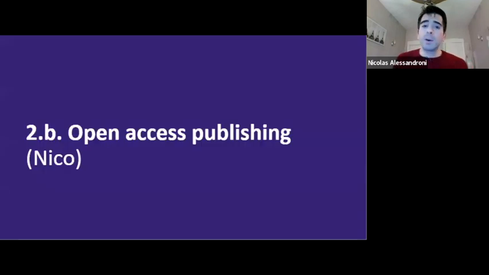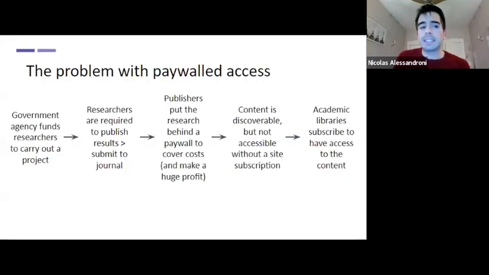Okay, so how does this relate to open access publishing? Well, it is very much related. There is also a problem with paywalled access. How does the research cycle connect to the publishing industry? Well, usually government agencies fund researchers to carry out a project. Then researchers are required to publish results. So they usually submit articles to journals, and they are usually high impact journals because funders might require this.